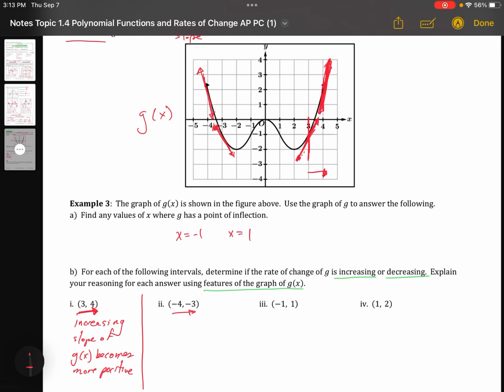Now, you might look at this and say, well, it's just the opposite of the previous example, so it should be decreasing. But again, remember, what we have to ask in this situation is, what are the slopes actually doing? Well, this is a negative slope because it's going downward, and this is a negative slope because it's going downward also. So both of these are negative slopes at negative 4 and at negative 3.